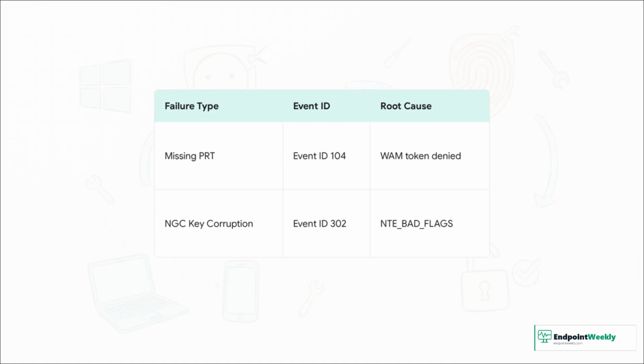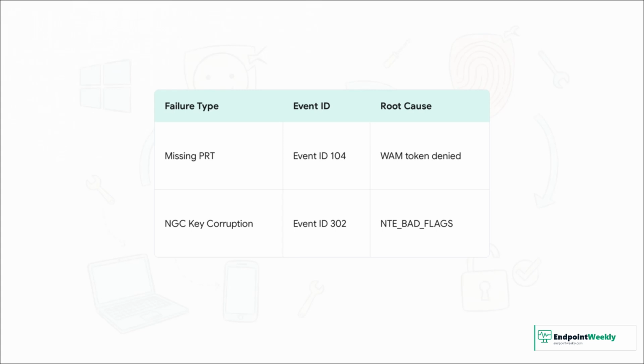Now, normally, if you're troubleshooting manually, Event Viewer is your first stop, right? A missing PRT throws an event ID 104 in the user device registration admin log. That usually happens because the Web Account Manager Token Broker just lost its session state. For NgC key corruption, you'll see event ID 302 in the Hello for Business operational log, showing an NTE_BAD_FLAGS error, which basically means the key container is in a bad state.